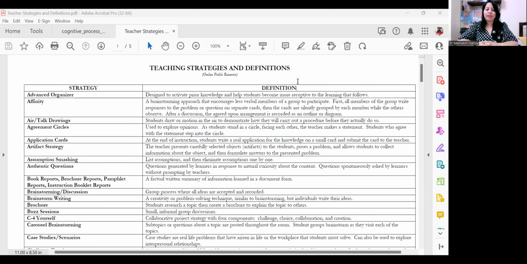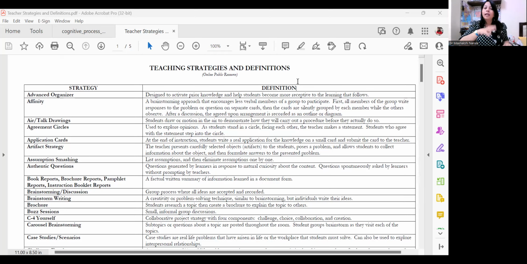Next is artifact strategy. The teacher, before that it was application cards. At the end of instruction, the students write a real application for the knowledge on a small card and submit the card to the teacher. You may give small cards to your students, or maybe a quarter of an A4 size sheet, and you may ask your students, these are 1-minute papers.